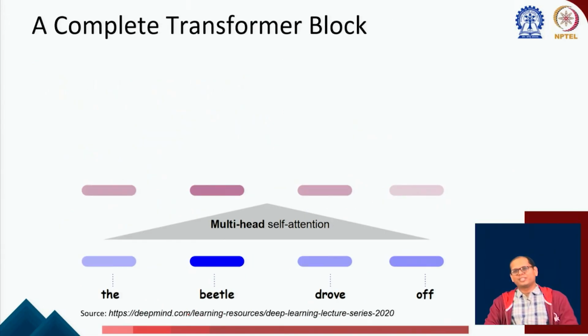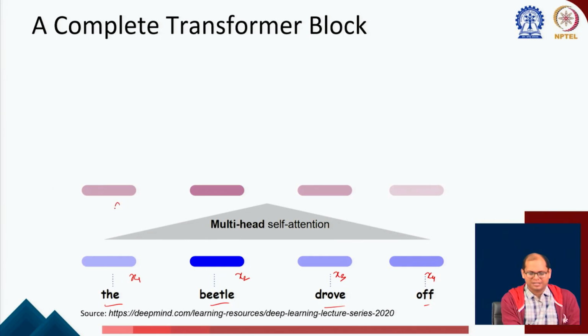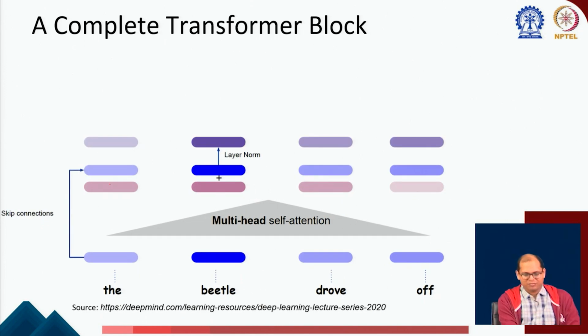Okay. So now we have talked about the 3 tricks, and we are ready to talk about the complete transformer block, at least the encoder part. Let us see what we will do. We have the input, the Beetle drove off, and let us say we get the embeddings x1, x2, x3, x4. First, I apply multi-head self attention to get the self attention outputs A1, A2, A3, A4. We talked about that in great detail. Next, we add it back as a skip connection. And because we have added it back, we do a layer normalization to ensure that the values have mean 0 and variance 1.